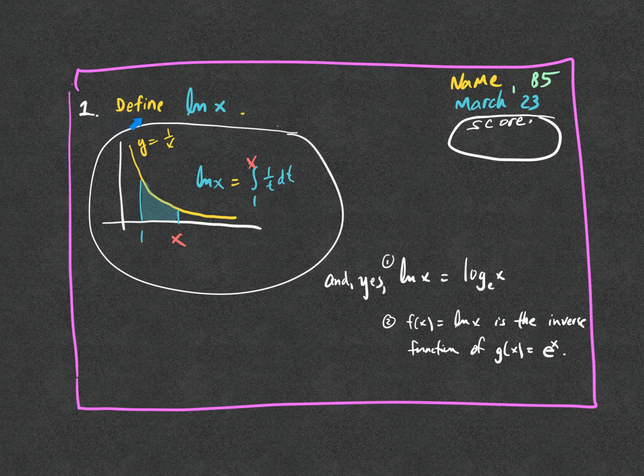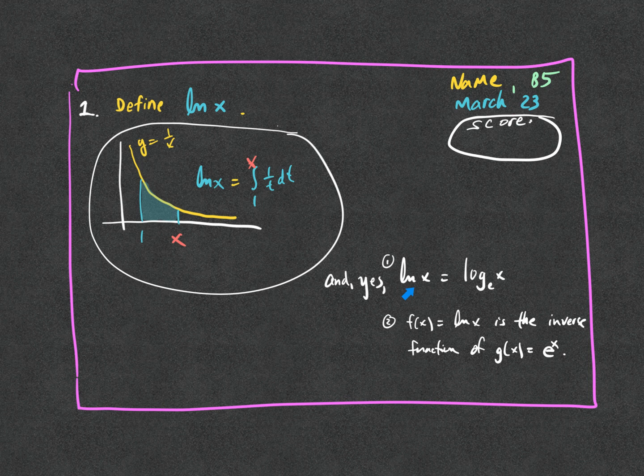Our homework check asked us to define ln of x the way we did in section 5.1. And it's defined as the area under the hyperbola 1 over x from 1 to x. In other words, this definite integral. Remember, we have to use dummy variables for this function 1 over x because we've used x in the index.